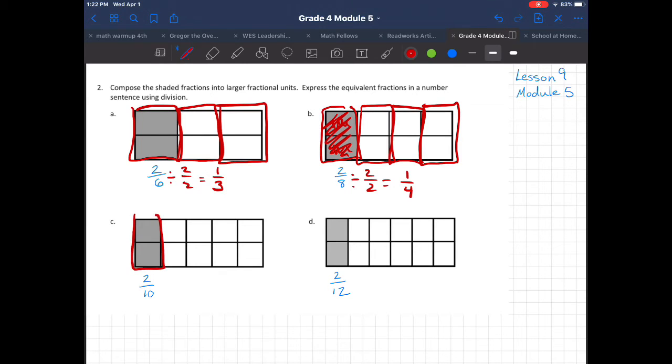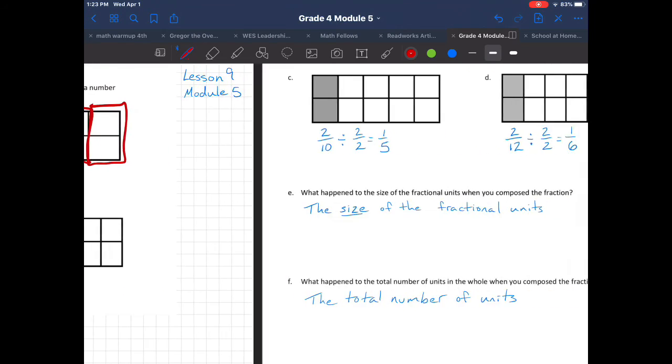2/10. Going to make these into fifths. Looks like fifths. 2/2 is our division, and we get 1/5. 2/12. We're going to divide by 2 again. All of these are divided by 2/2, and that equals 1/6, because this much is 1/6.